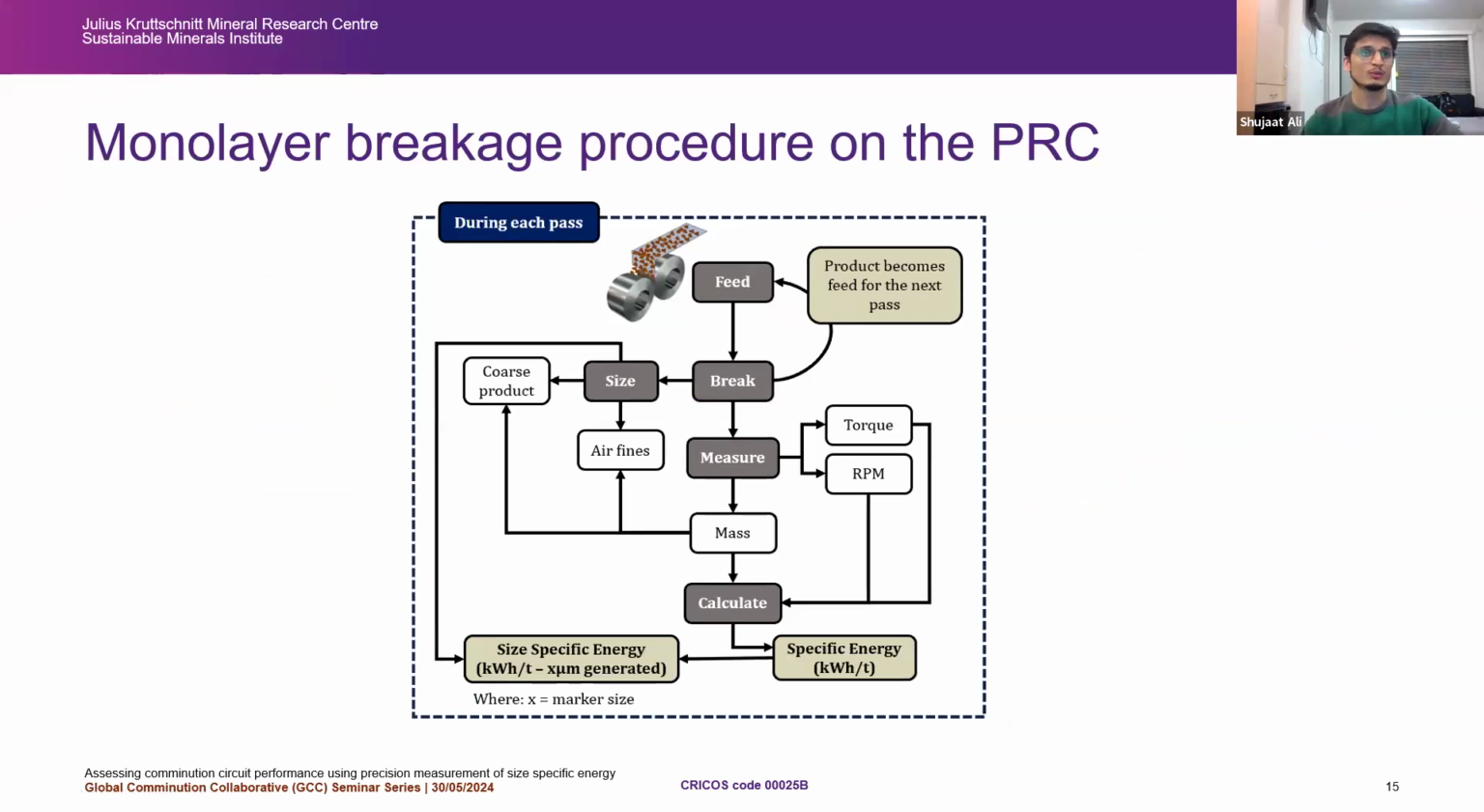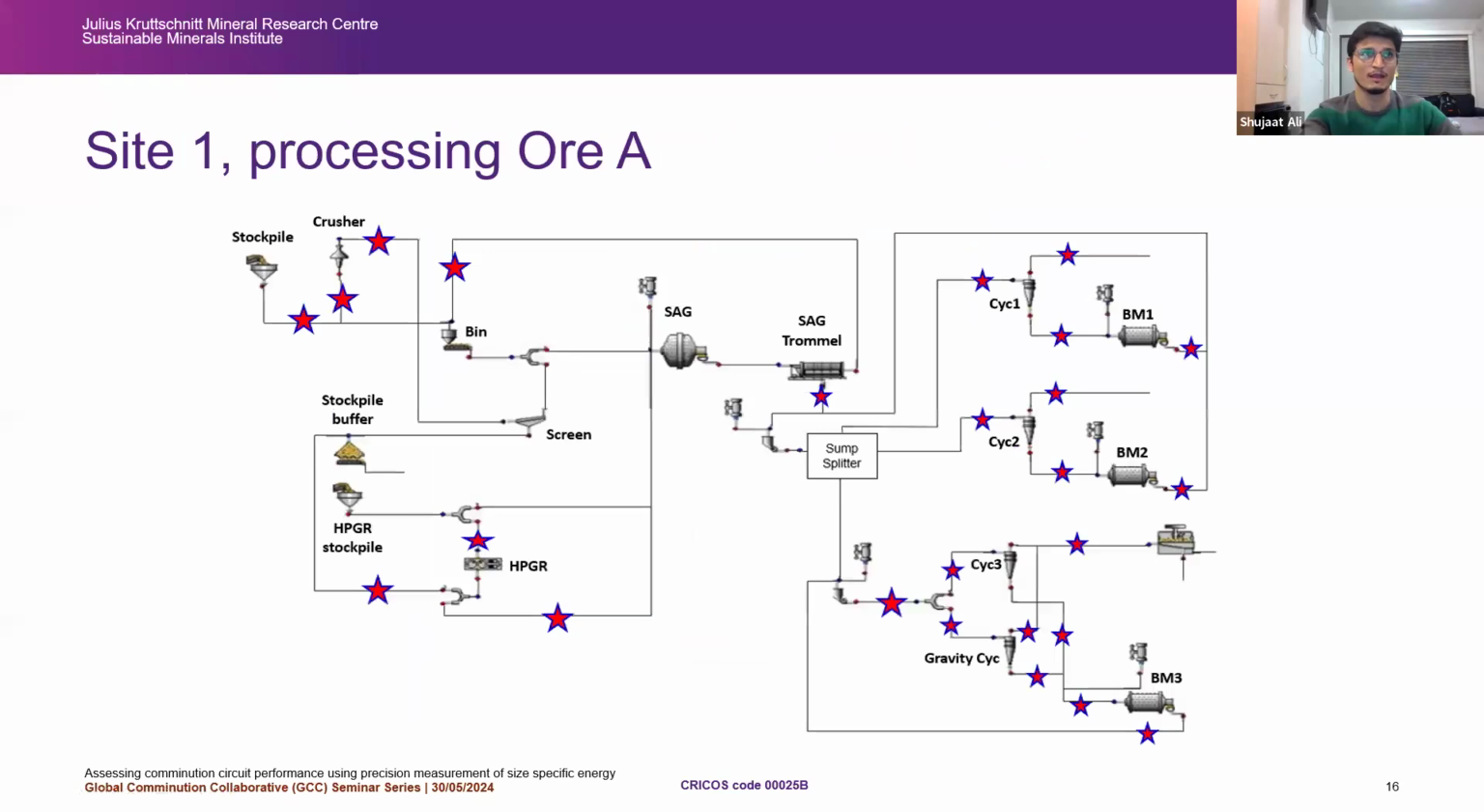Again, the procedure here is stage-wise breakage, right? During each stage or each pass, we feed our monolayer particles, we break, and then what we get is a product. We size that product. In the meantime, we also measure torque, energy, and RPMs, and then we calculate our breakage energy, and reconcile that with our mass data of our product, and then we calculate our size-specific energy and specific energy. And the same goes on for each stage of breakage.